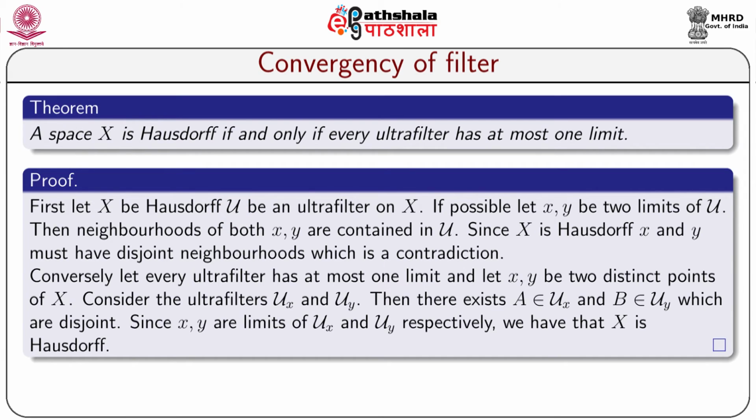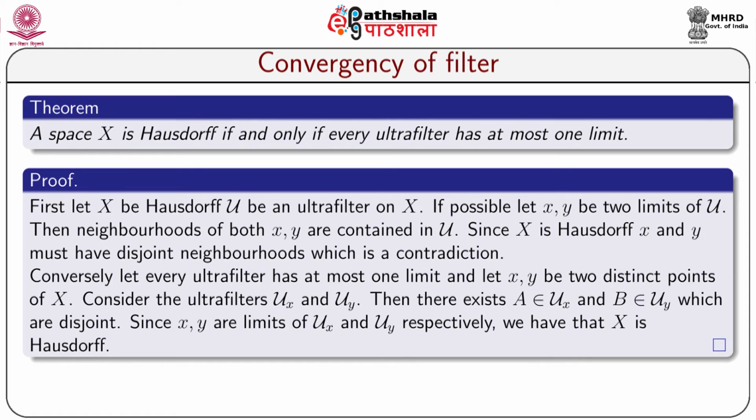If possible, let x and y be two limits of script U. Then the neighborhoods of both x and y are contained in script U. Since X is Hausdorff, x and y must have disjoint neighborhoods. That means script U is an ultrafilter which contains two sets which are disjoint. That is a contradiction. So, in a Hausdorff space, an ultrafilter can have at most one limit.